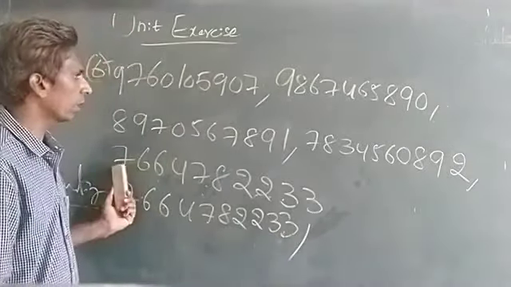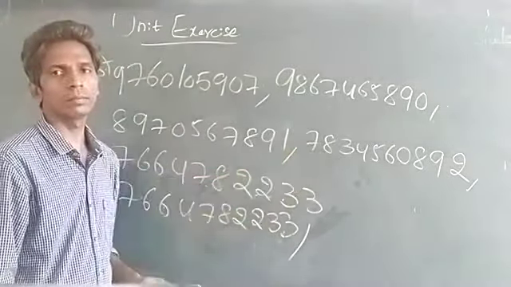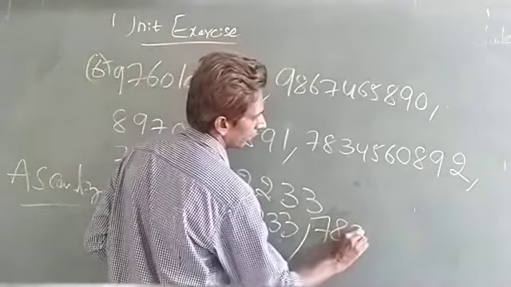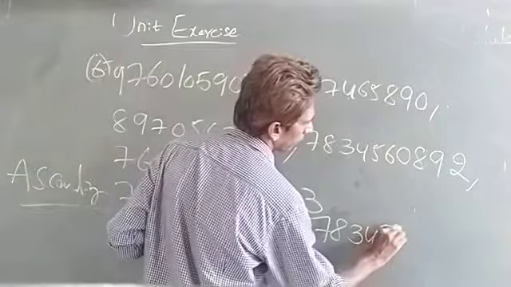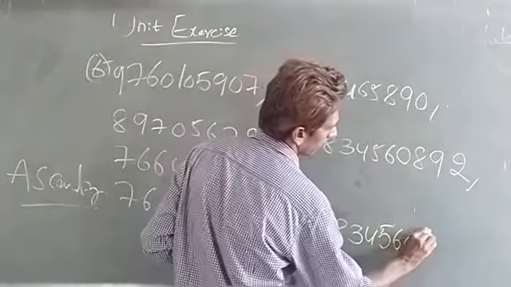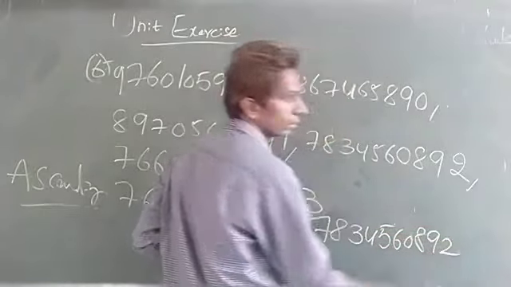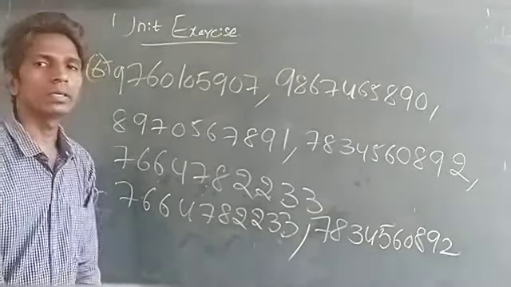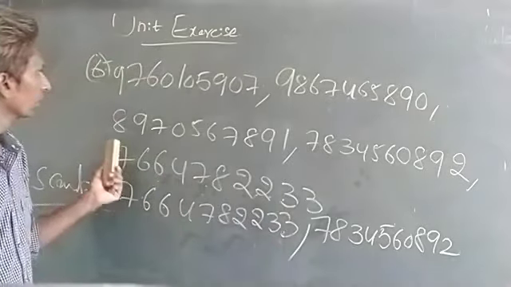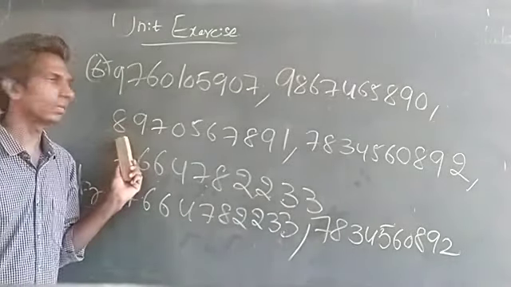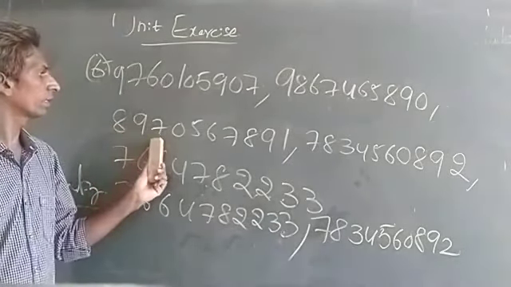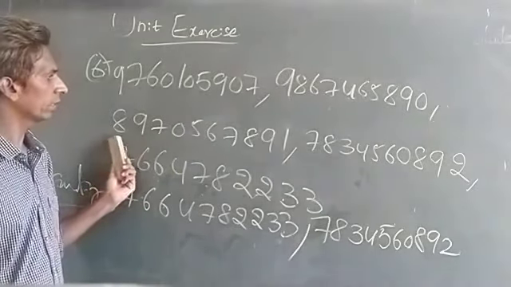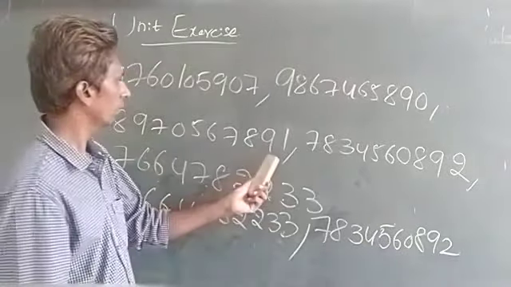Next number. Next increasing number is 783 crores, 45,60,892. Okay, 892. Next number we will see. So only one number, 897 crores. Okay, 897 crores. Crores only.